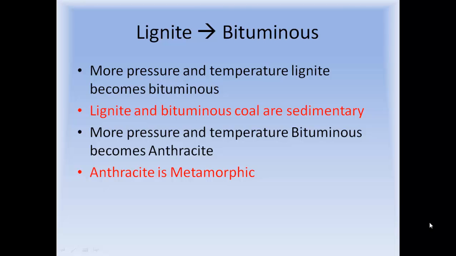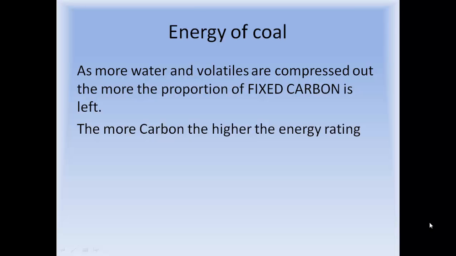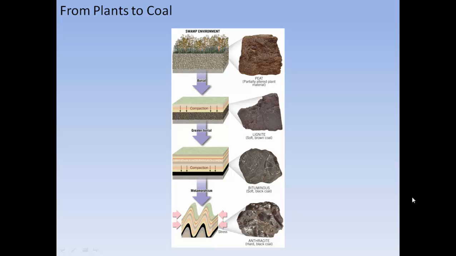Lignite and bituminous coal are sedimentary rocks. With more pressure and temperature, bituminous coal becomes anthracite. Anthracite is metamorphic. As more water and volatiles are compressed out, the proportion of fixed carbon left increases. The more carbon, the higher the energy rating. Okay, so the more energy you can get out of that coal.